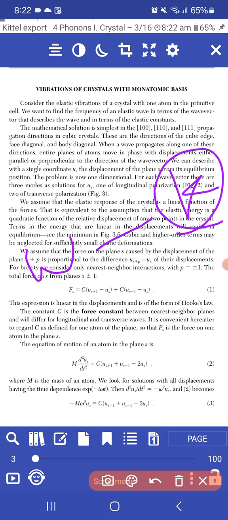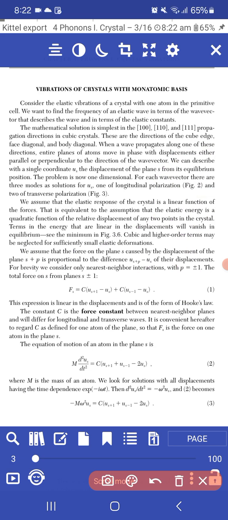That describes the wave, and in terms of elastic constants.